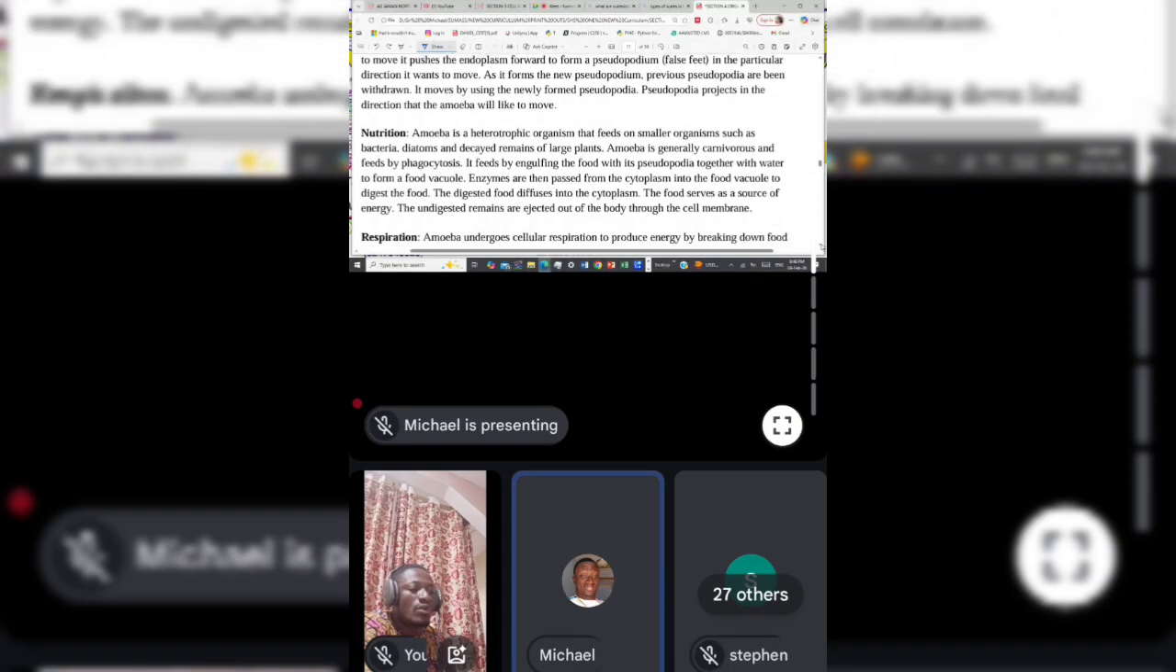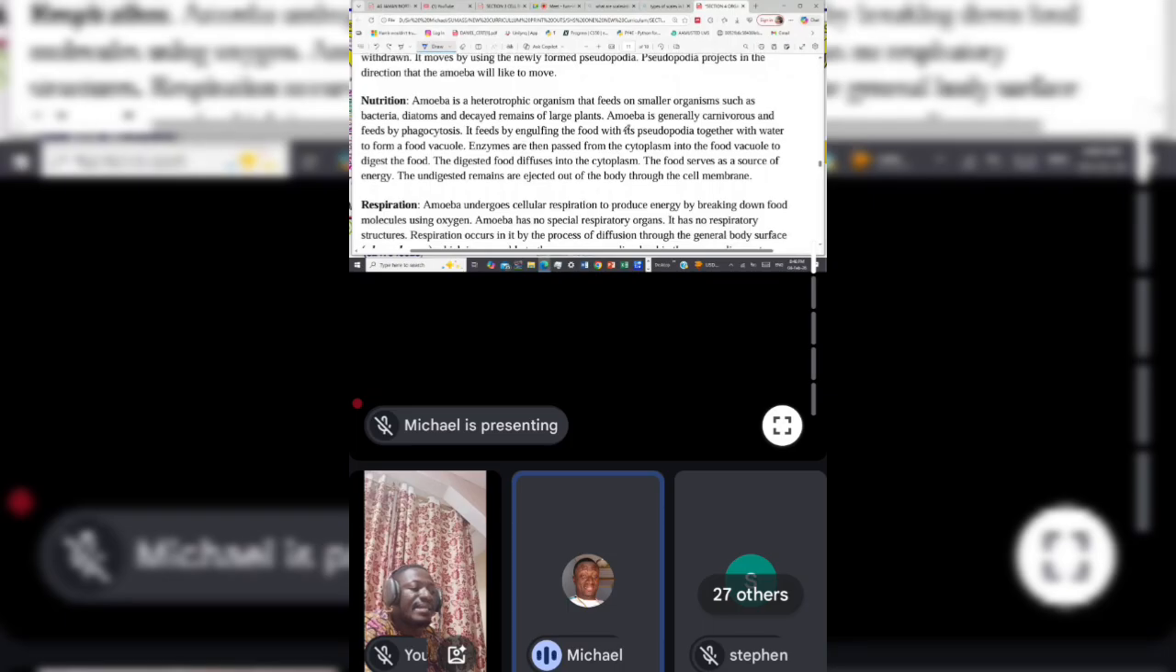So it feeds by engulfing the food with its pseudopodia together with water, and that forms the food vacuole. I explained that. So the enzymes are then passed from the cytoplasm into the food vacuole to digest the food. After the digestion, the food nutrients will diffuse into the cytoplasm. So it will engulf the solid food by phagocytosis. Now the food vacuole becomes like its alimentary canal.